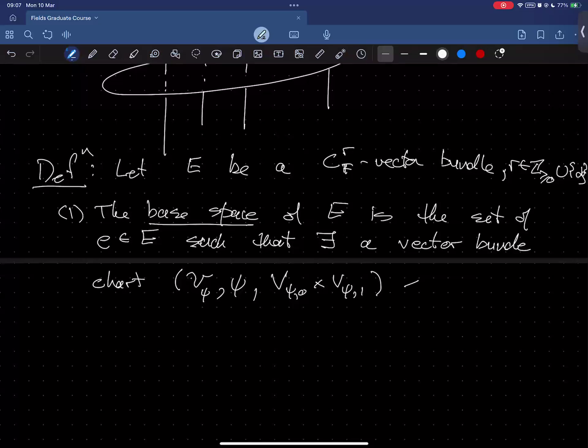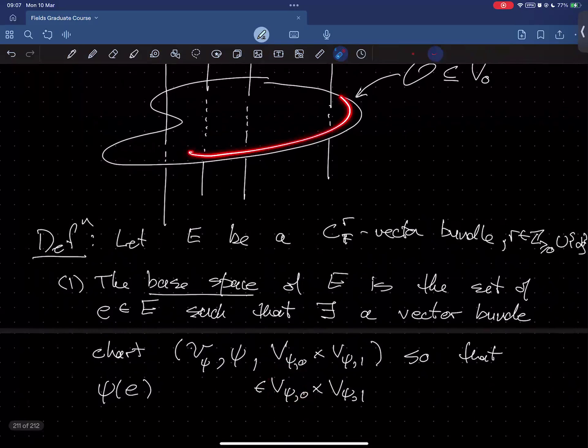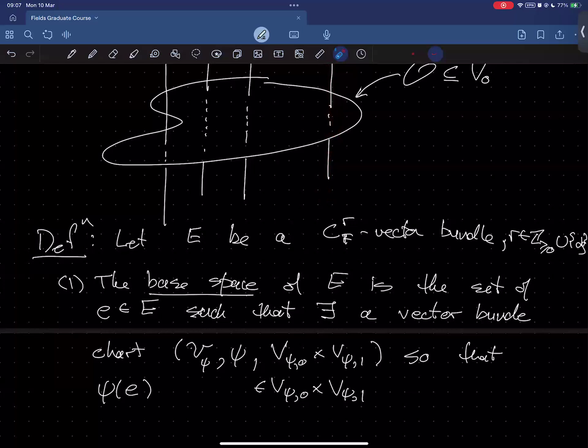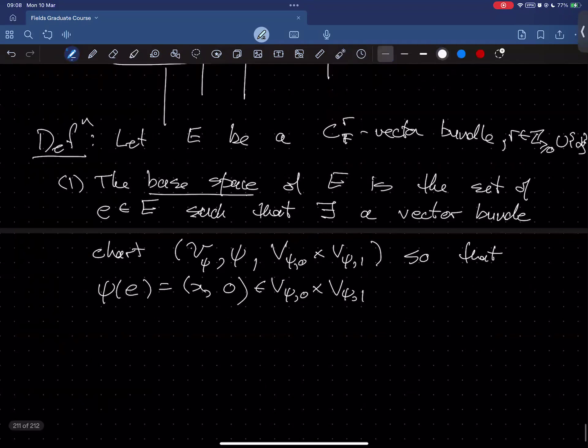Okay, so there exists a vector bundle chart so that psi of E is going to be a point in V psi 0 cross V psi 1. Again, you should think of this as being these guys, and this as being these guys. And so we want the points which are 0 here, so the points where they attach to 0. So it's X0, sorry, X0, not O. Good. So that's what the base space is.